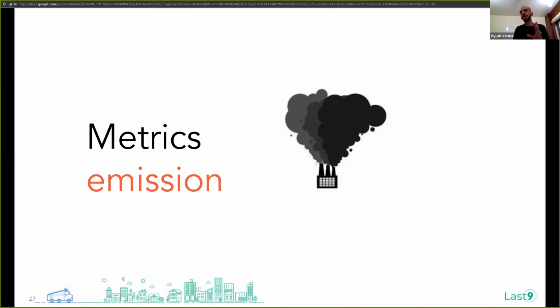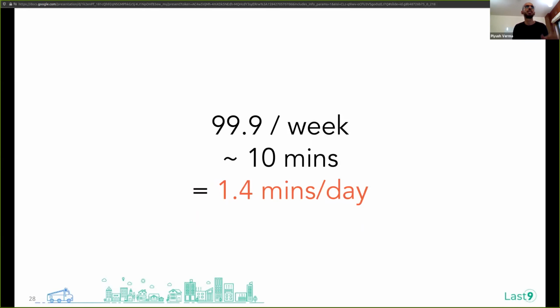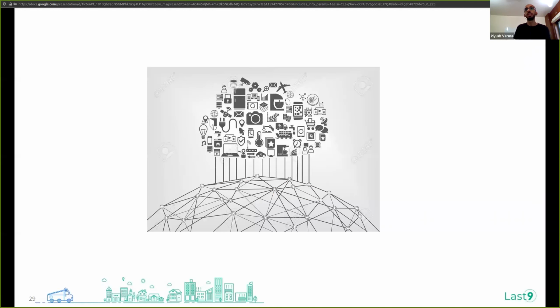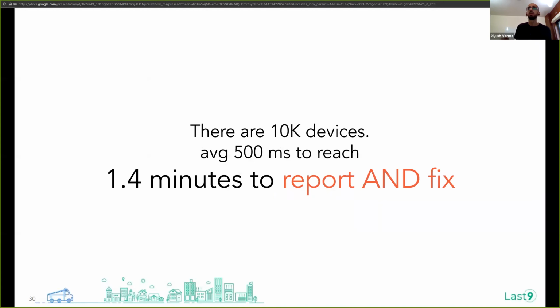Now let's look at some maths here, right? Let's say we are aiming for 99.9 in a week. That's almost like 10 minutes of downtime. That's 1.4 minutes a day. I am a service where my digital property is worth something. Now, obviously, we would like to assume that there's a significant amount of load happening here where a downtime matters to us. In a connected world, there could be so many devices. A very fair, simple assumption, 10,000 devices. Let's take a sample that 500 milliseconds it will take for each heartbeat to reach me. I have only 1.4 minutes to report and fix the problem.